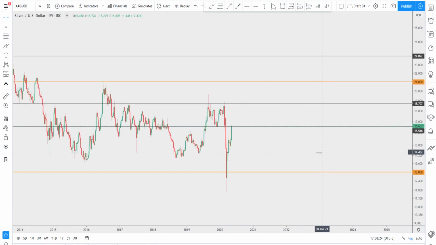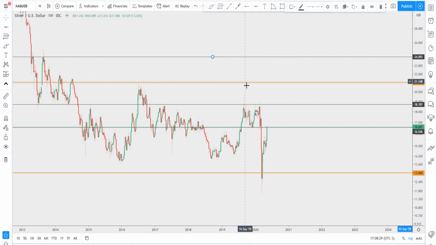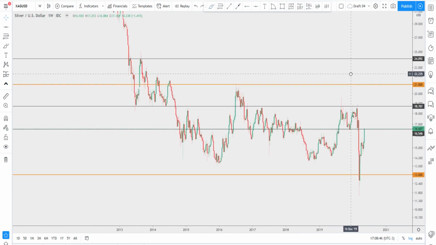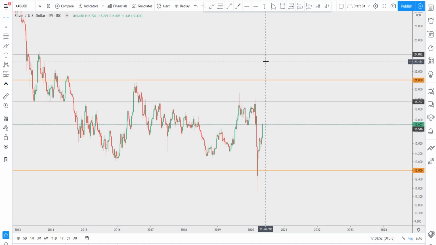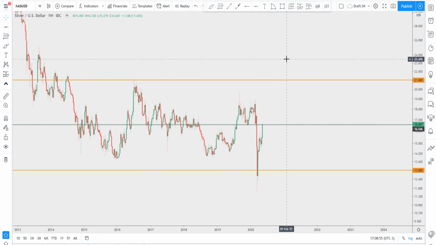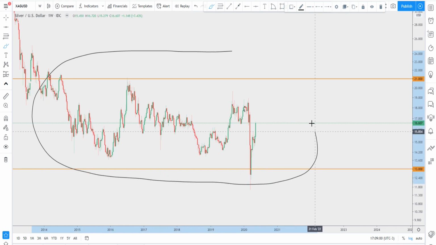Okay, so I will take out these lines. So again, remember, these levels here are the most important key resistance levels and key support levels. I don't use different numbers. I always work with the same numbers. So I'll take these guys out just for us to take a look at this behavior here, or this structure.